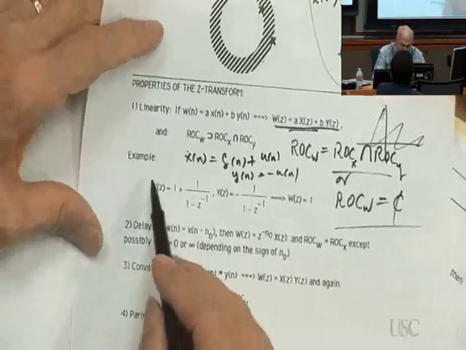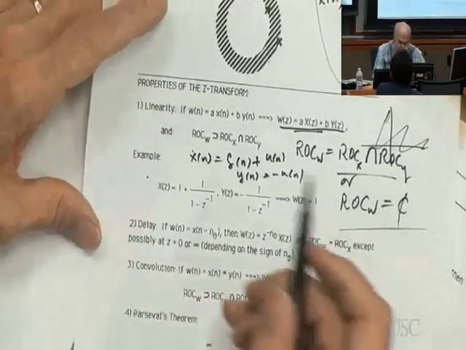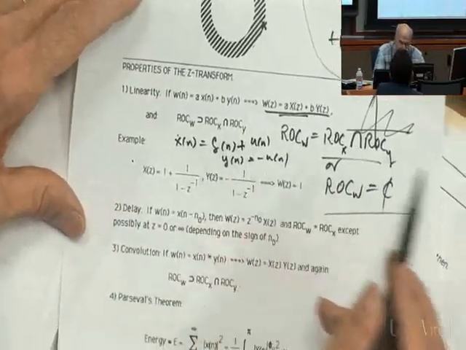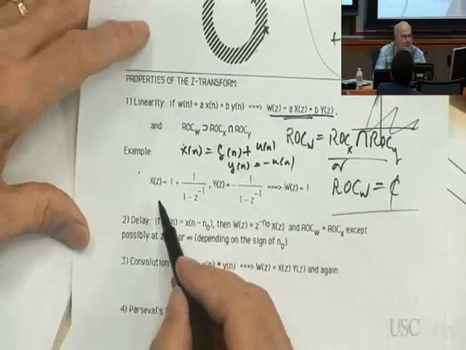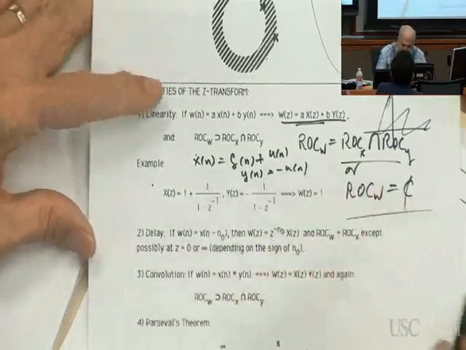Let's look at it in the z transform domain. Okay, x of n is delta of n plus u of n. Here is the z transform of that. What is its region of convergence?